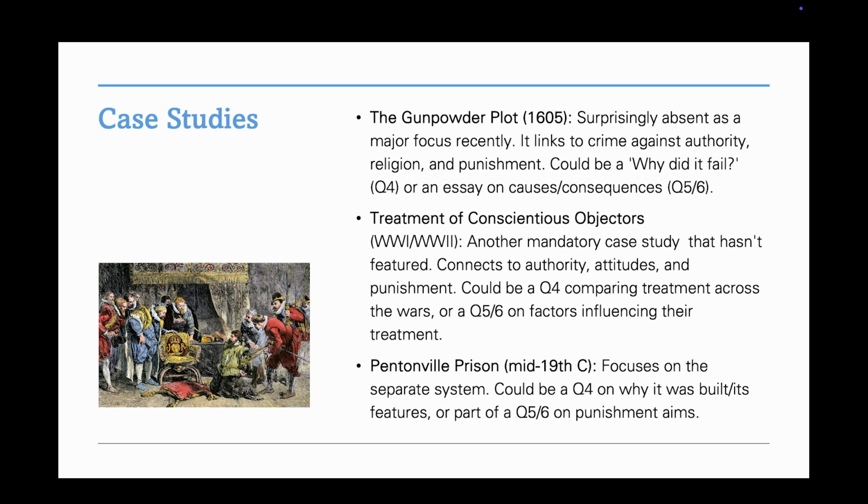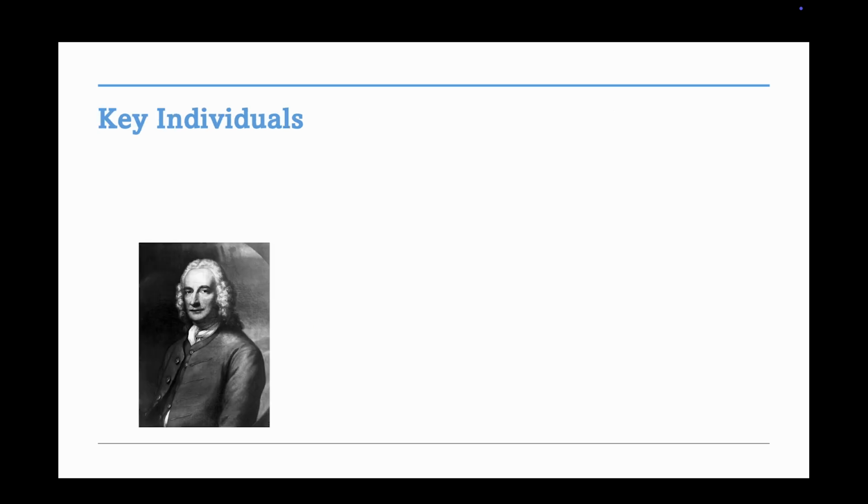And lastly, the Pentonville prison case study from the mid-19th century. This one's all about the separate system. A typical question might ask you why it was built or about its features. Again, that's question 4 territory. Or you might see it show up as part of an essay on punishment aims. So, keep these 3 in mind. They each link closely to key themes and haven't had much attention in recent years, which makes them prime candidates for this year's paper.